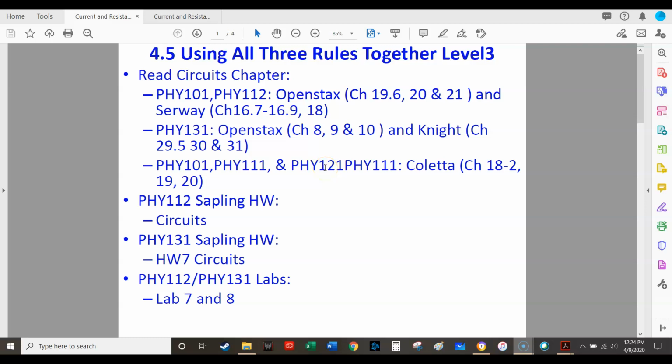Hi everyone. We are moving on with circuits, and now we're going to go into some circuits that are non-traditionally drawn. Okay, so this is 4.5 using all three rules together, level 3. Again, if you're in Physics 131, this is homework 7 on circuits. If you're in Physics 112, this is just the homework called circuits. And again, keep reading Coletta, chapter 18-2, chapter 19, and chapter 20.